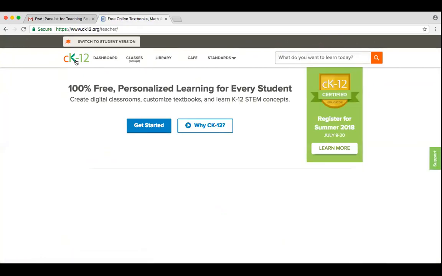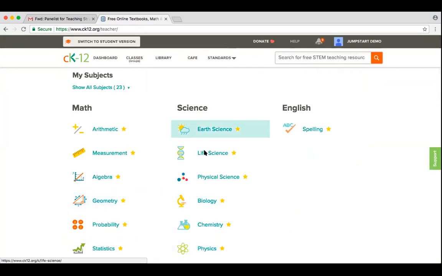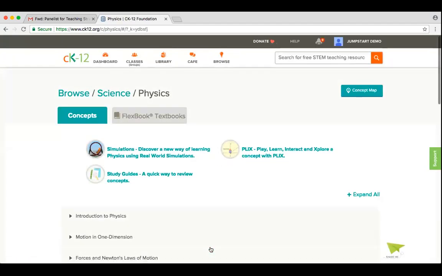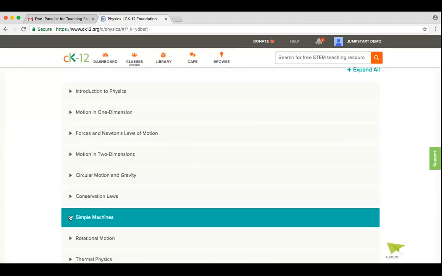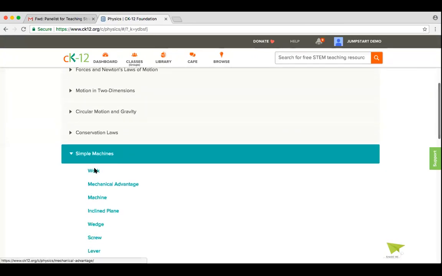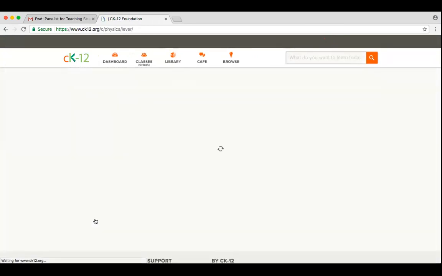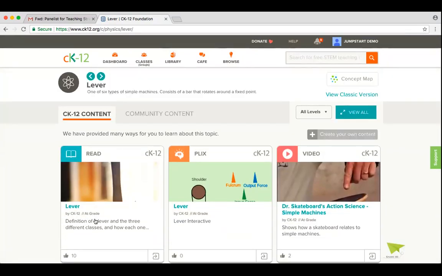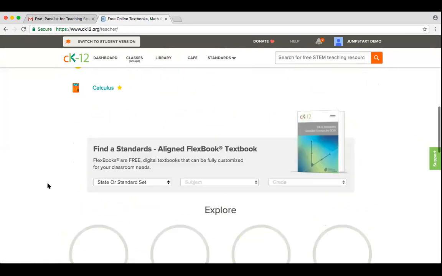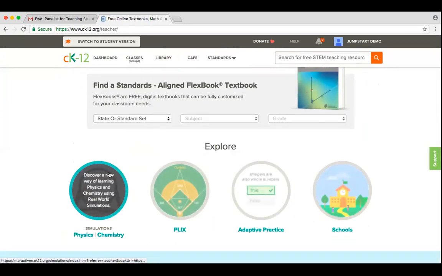The other way to find concepts is to quickly go into, from the main page, the branch that you're talking about, like physics, and then you're gonna see all the different concepts listed there, and you can go to the concept page that way. So there's two different ways to get to these concept pages. You can browse through there, or you can simply search at the top. From the home page too, you also have access to the browse page for simulations.